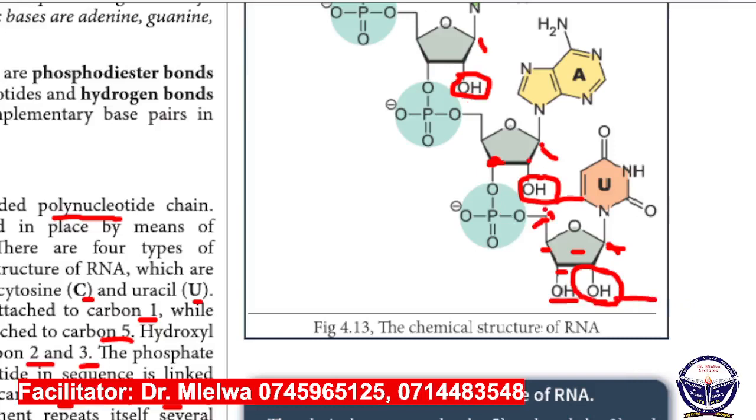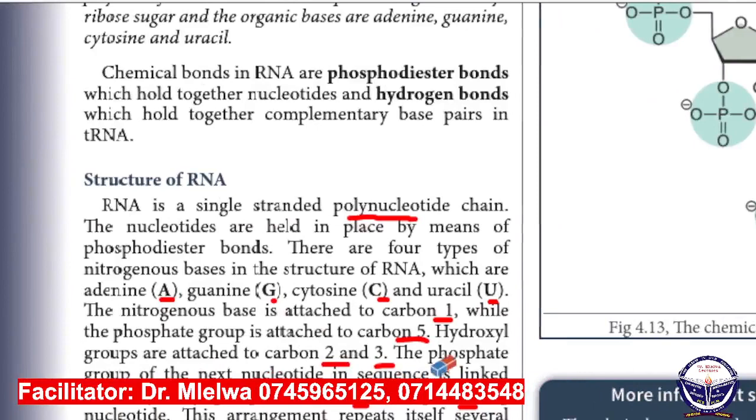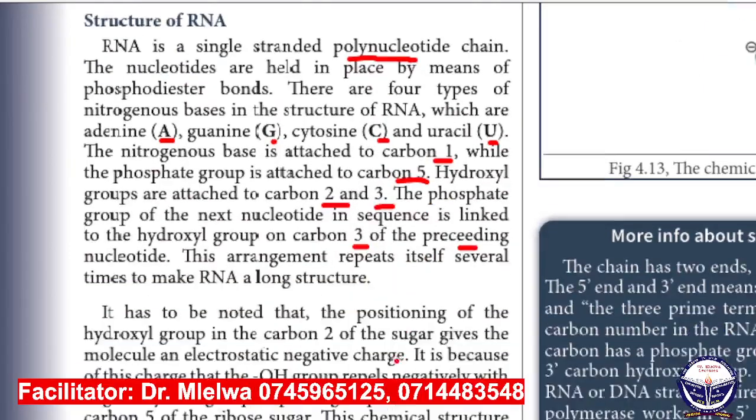So this hydroxyl group at carbon number 2 is the one which makes RNA an unstable molecule, the one which makes RNA a very reactive molecule as compared to the DNA molecule. So we have said that the phosphate group of the next nucleotide in sequence is linked to the hydroxyl group on carbon number 3 of the preceding nucleotide. So on one side the phosphate attaches at carbon number 5, on the other side at carbon number 3, and this arrangement repeats itself several times, making the RNA a long structure.